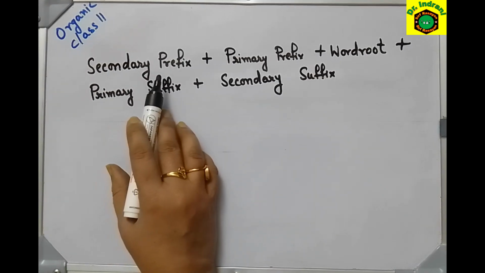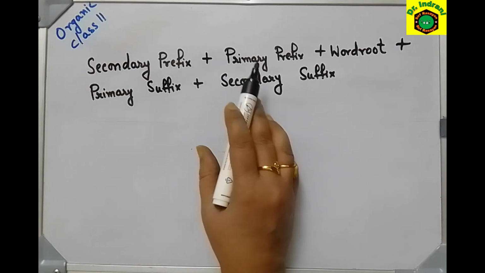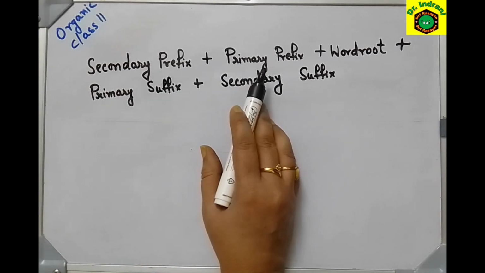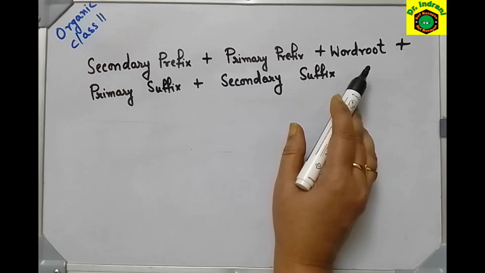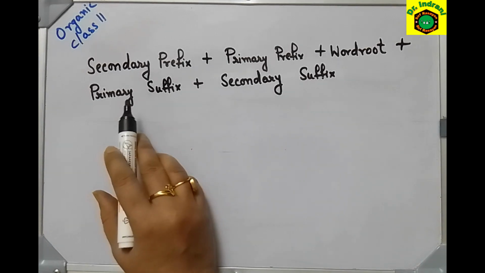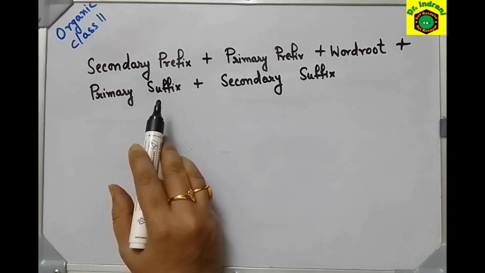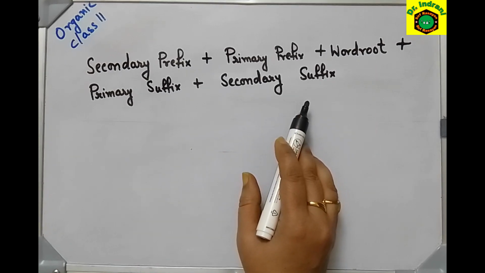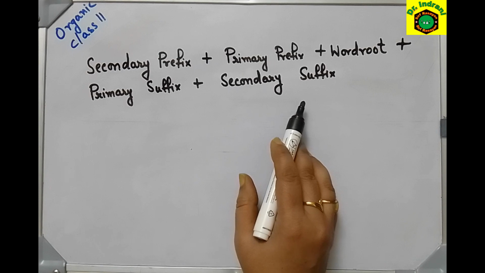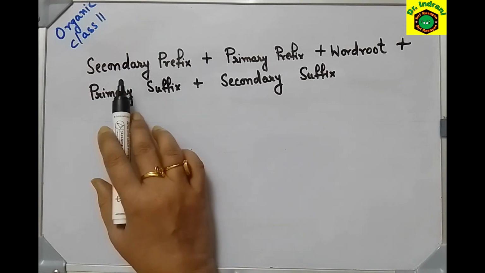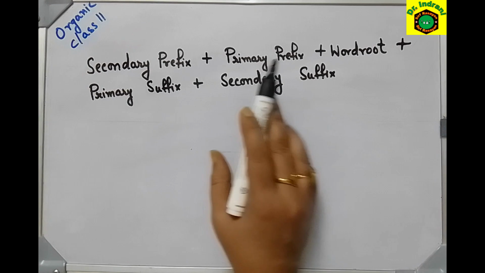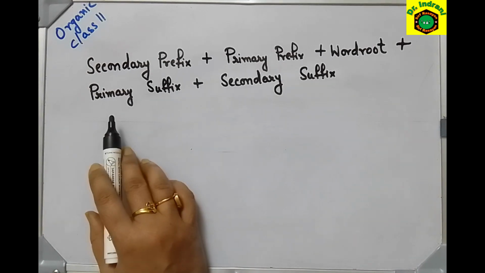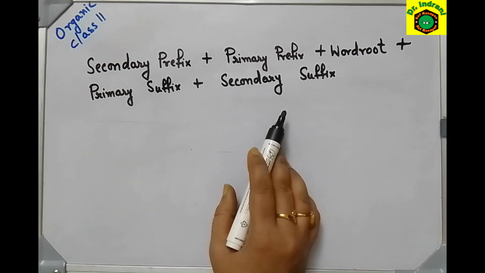So secondary prefix means which one? Substituent. Primary prefix means if your compound is cyclic, you have to write cyclo. Word root means number of carbon atoms in principal or parent chain. Then primary suffix means ene, yne or ane. And secondary suffix means if functional group is present, that one you have to mention. Once again, secondary prefix plus primary prefix plus word root plus primary suffix plus secondary suffix.